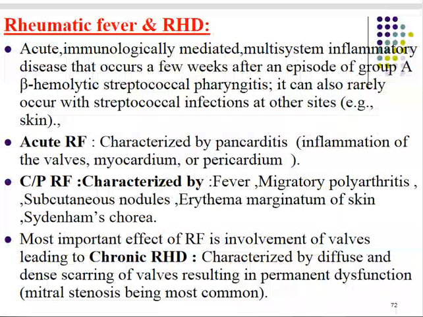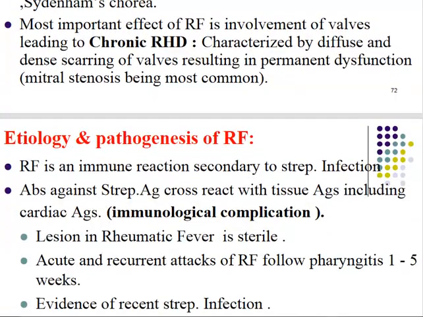The most important effect of rheumatic fever is the involvement of the valves, leading to chronic rheumatic heart disease, which is characterized by diffuse and dense scarring of the valves, resulting in permanent damage or dysfunction, with mitral stenosis being the most common type of chronic sequelae of rheumatic heart disease.